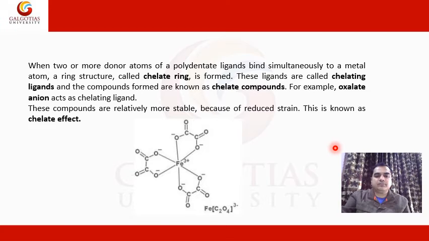When two or more donor atoms of a covalent ligand bind simultaneously to a metal atom and form a ring structure, that structure is called a chelate ring, and these ligands are called chelating ligands, and the compounds formed by these ligands are called chelate compounds. For example, the oxalate anion acts as a chelating ligand, as we can see in [Fe(C2O4)3]3-. In this, the three oxalato ligands make coordinate bonds with the central iron atom, forming ring structures along with bonding to the iron atom. That shows the chelate type of compounds.